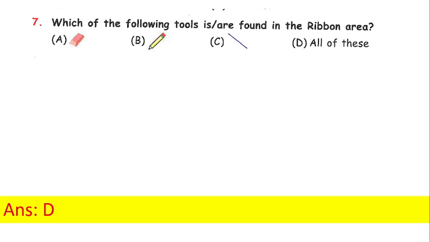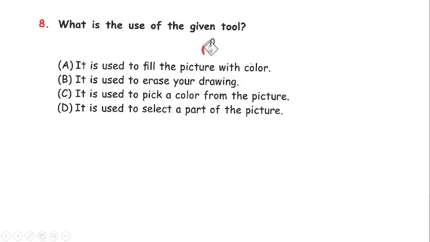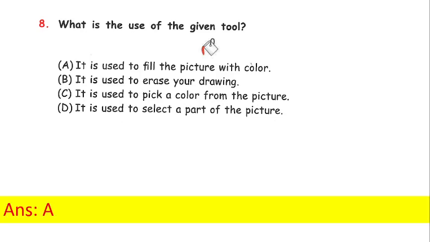Okay. Next, what is the use of given tool? This is a bucket and color is coming out. A. It is used to fill the picture with color. B. It is used to erase your drawing. C. It is used to pick a color from a picture. Or D. It is used to select a part of a picture. So tell me the answer. Answer is A. It is used to fill the picture with color. The tool is fill with color.